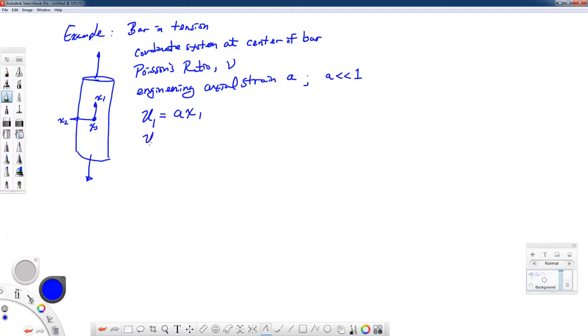We can also write down our displacement fields in the 2 and the 3 directions. They'll actually be the same, and due to Poisson's ratio, we can say the displacement in the 2 and in the 3 directions, if we have a positive value for A, we'll have a negative value for these other displacements: minus nu A x2 and minus nu A x3 for the displacement fields U2 and U3. So the question we want to answer is, is this admissible?